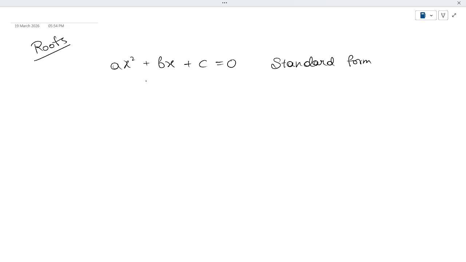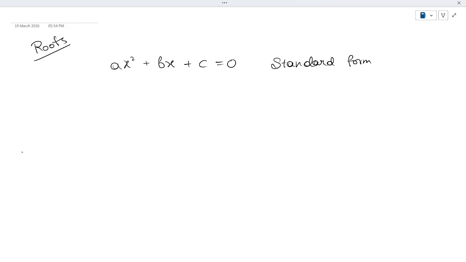Hello, so today we are going to learn about roots. The next term is roots. We know that degree 2 equations are quadratic equations. If we write this equation with the coefficients a, b, c equals to 0, it becomes our standard form, right? And we need to find the value of x. We need to find roots here.